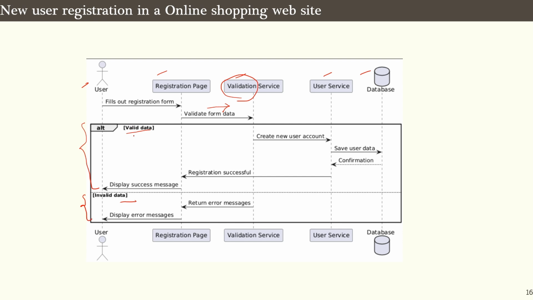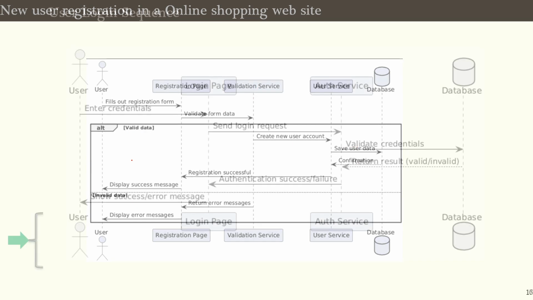So once the valid data is entered, a new user account will be created using a new method, which in turn calls save user data, saves the data into the database, and this will be confirmed back and the message is passed back to the user. If there is a failure, an error message will be returned back to the user. So this is the new user registration for an online shopping website.